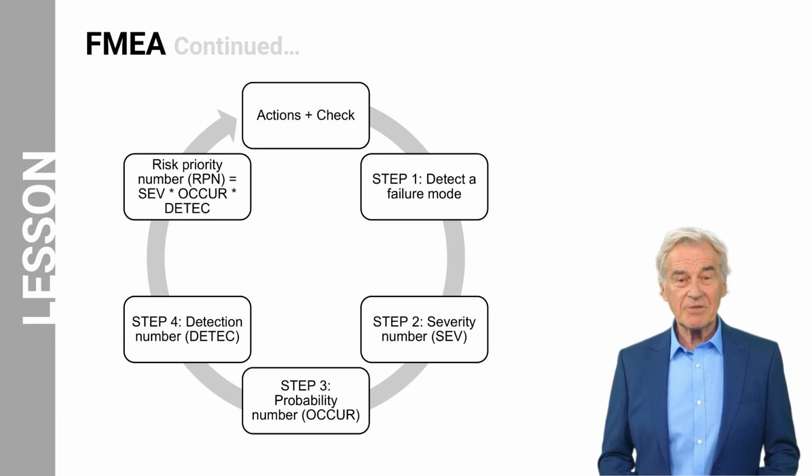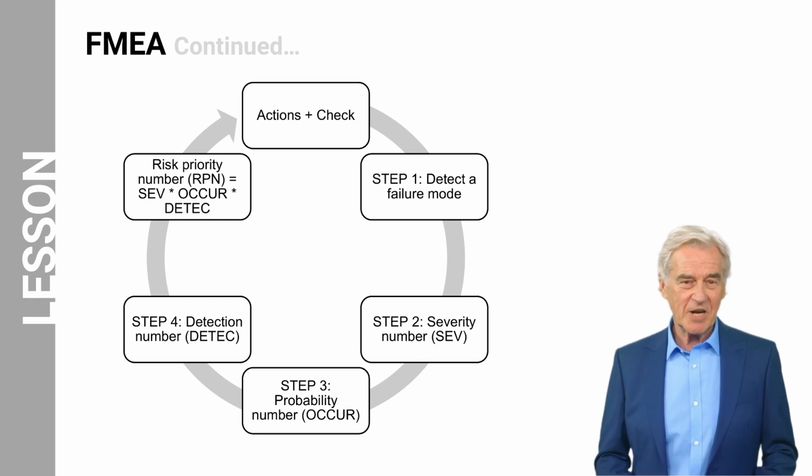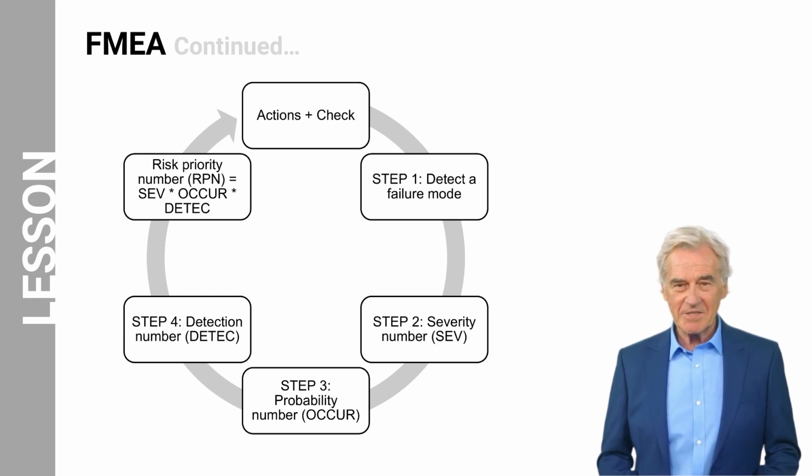Here is a graphical representation of the steps for failure modes and effects analysis. You start at the top of the circle and follow the steps in a clockwise direction, determining a severity score, a probability score, and a detection score for each mode. Then you multiply them together to get a risk priority number for each mode. These risk priority numbers can then be compared to each other to determine which cause of failure is the highest priority.